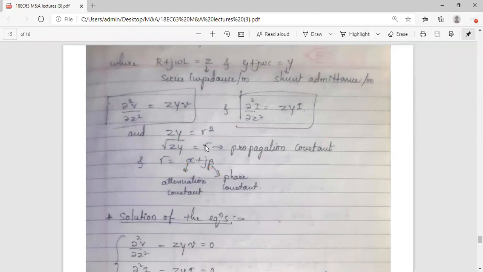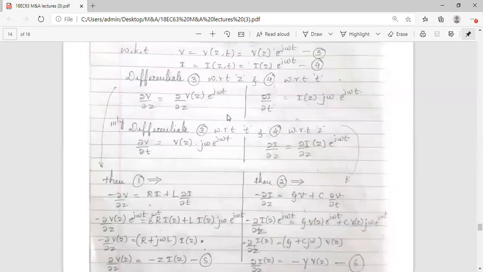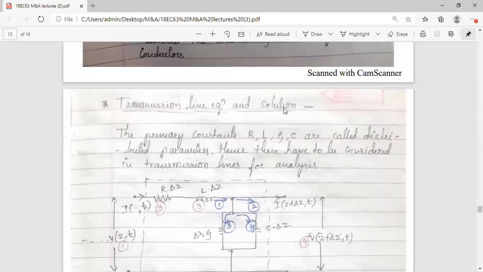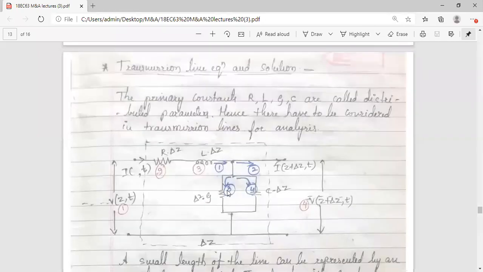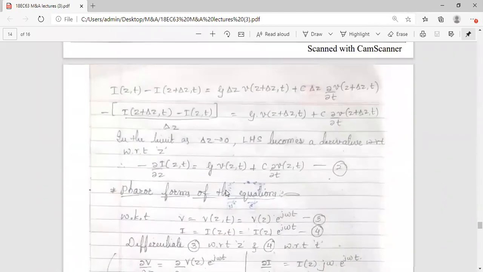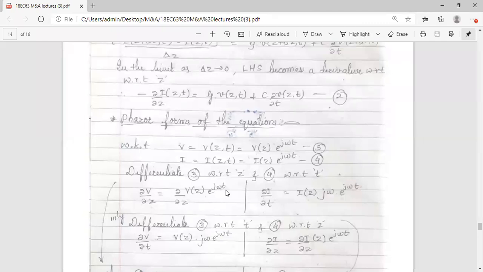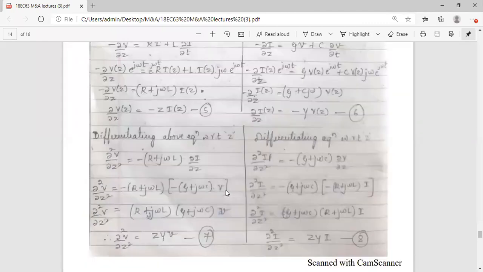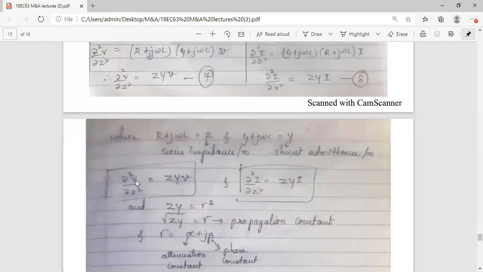Okay, now, what we did so far, the title of this topic is transmission line equation and solution. Taking the circuit, we applied KVL and KCL, took the phasor forms of the equations V and I, and differentiated them two times. We got these two equations, which I have put in the box.